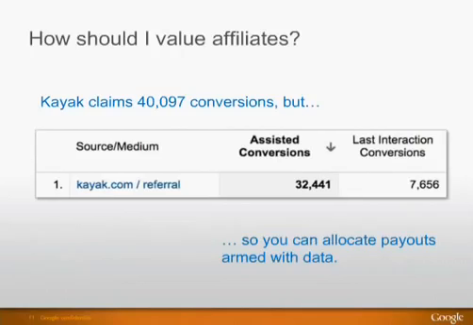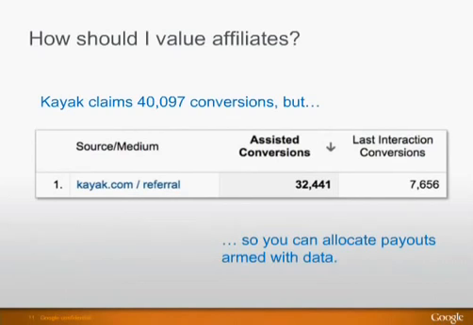So if we look at a particular example from that chart, in this case, a travel customer is having conversions referred by Kayak. And at the end of a period of time, there are 40,000 conversions claimed by Kayak. And it's true when you look at the report that there were about 40,000 conversions touched. But you can see that of those 40,000 conversions, 32,000 were actually assists. So there were other touch points involved at some point.